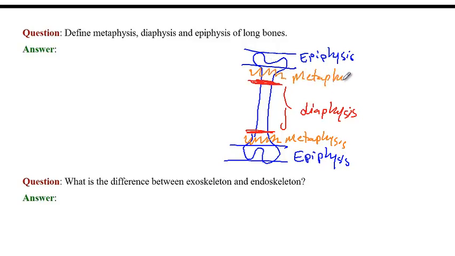And if you need a memory aid to remember from outside to inside what we have, I called it MD. So how do we pronounce MD? MD. So we have epiphysis, metaphysis, and then diaphysis.